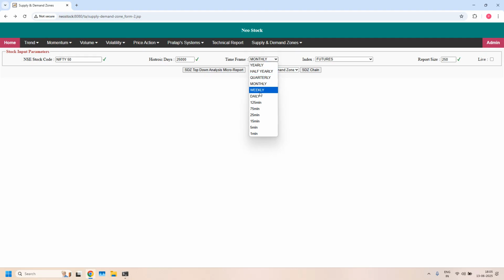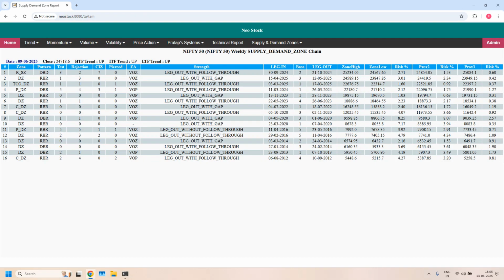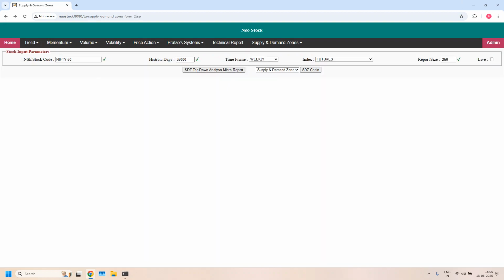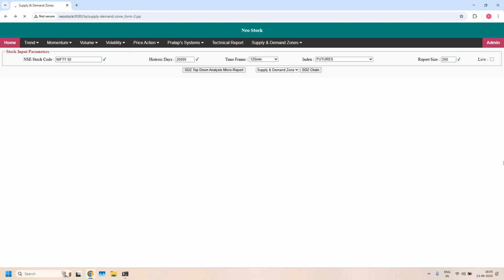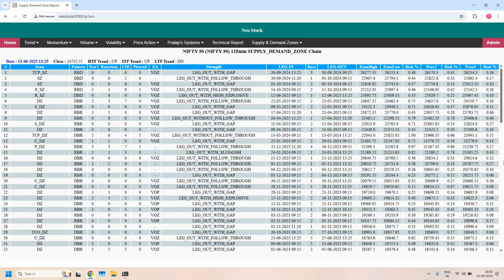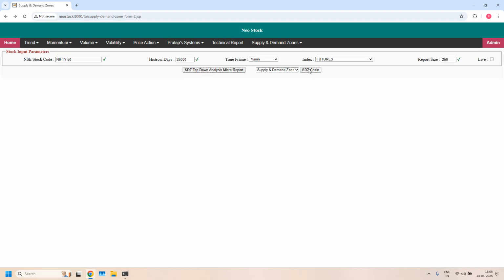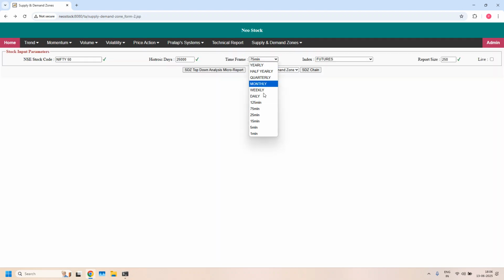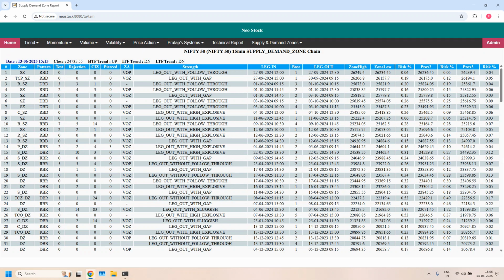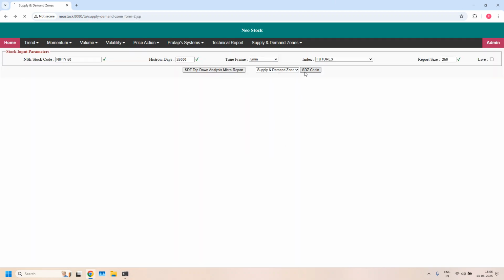Next, generating weekly supply demand zone chain for Nifty. Next, generating daily supply demand zone chain report for Nifty. Next, generating 125-minute supply demand zone chain for Nifty. Next, generating 75-minute, 25-minute, 15 minutes and 5 minutes supply demand zone chains for Nifty.